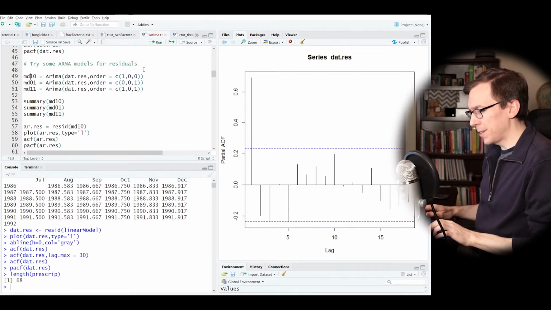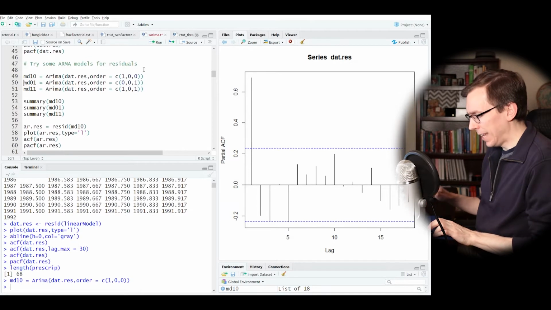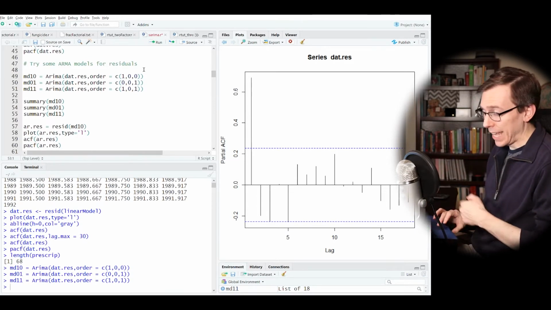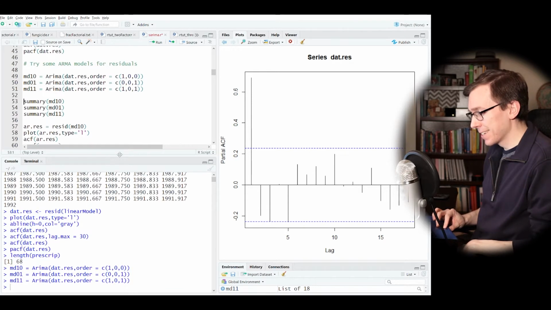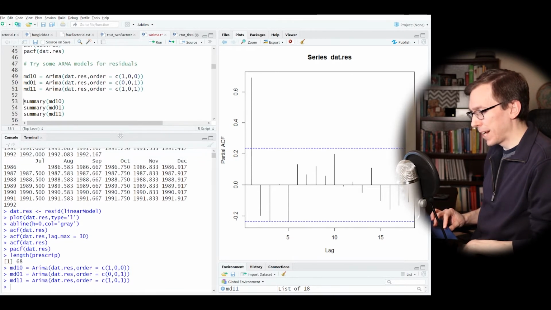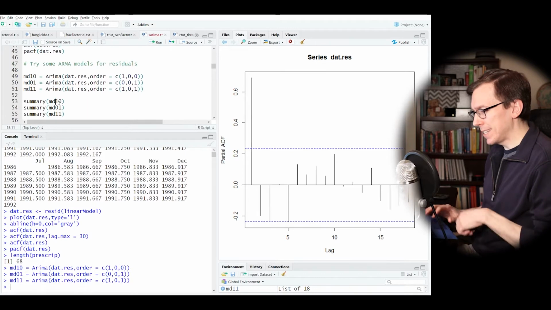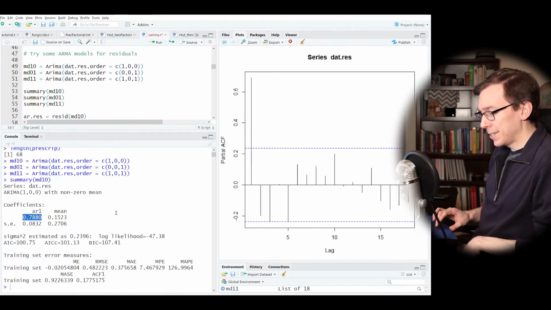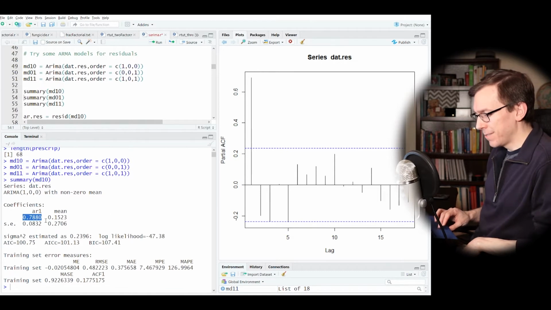Right, so I'm going to fit my 3 models. This is AR1, MA1, and ARMA 11. And now what we can do is we can stare at these. I'm going to give myself a little bit more room down here in the terminal so we can see the output. Right, so our AR1, we get a pretty strong value of 0.78, kind of like what we see here with this big spike. And that seems reasonable.